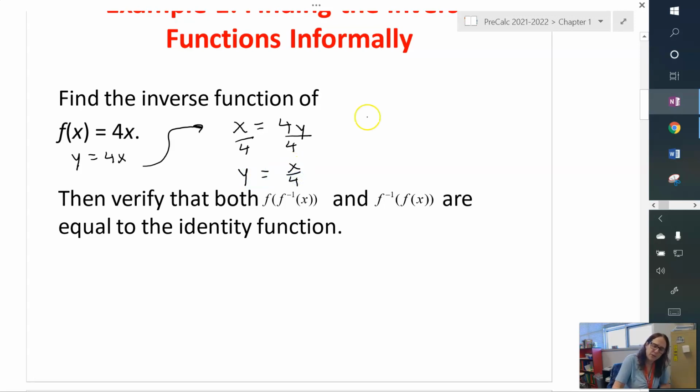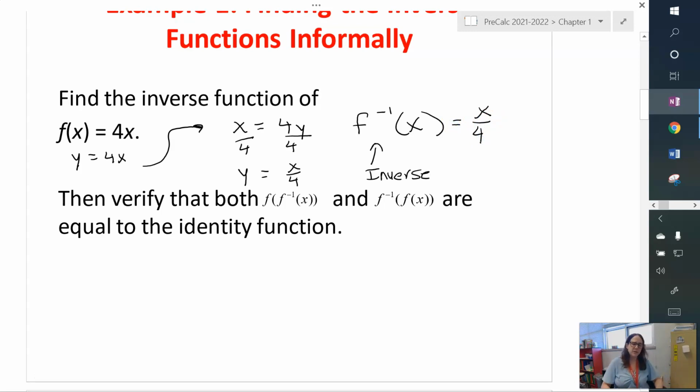Now we're going to use this notation, f negative 1 of x. When you see that, that means inverse function. It does not mean reciprocal, it means inverse. So I have my original, f of x is 4x, and my inverse, f inverse of x is x over 4. Now to verify that these are inverses, I'm going to use composite functions. I'm going to plug one function into the other, and if those two are inverses, I should get what's called the identity function. That just means y equals x.